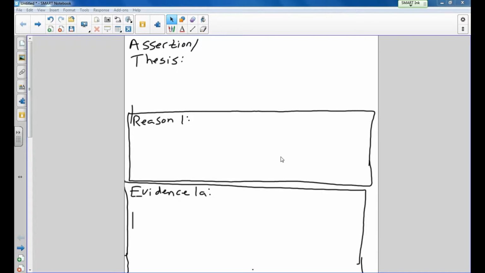Today we're going over how to make a 5-paragraph essay. And we're not going to do the whole thing, we're just going to do a couple parts, because once you can figure out how to do the introduction and the first body paragraph, the rest of it's pretty much the same.